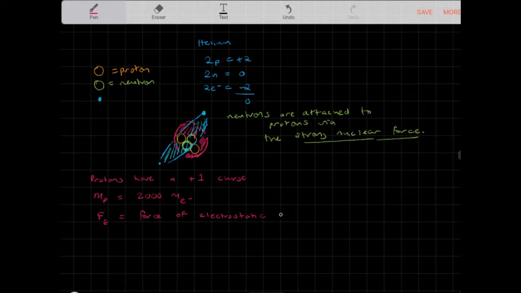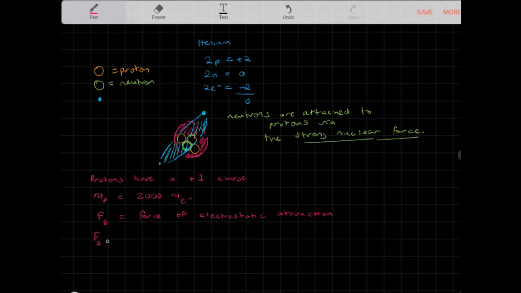So Fe is the force of electrostatic attraction, and the force of electrostatic attraction is the force between positive and negative charges and negative and positive charges, right? Now Fe can also be used for the force of electrostatic repulsion. If the charges are opposite, we're going to have attraction. If the charges are the same, we're going to have repulsion.